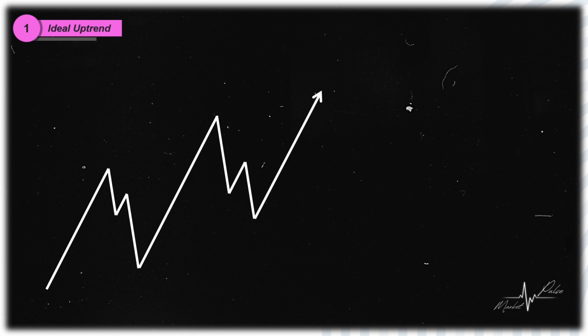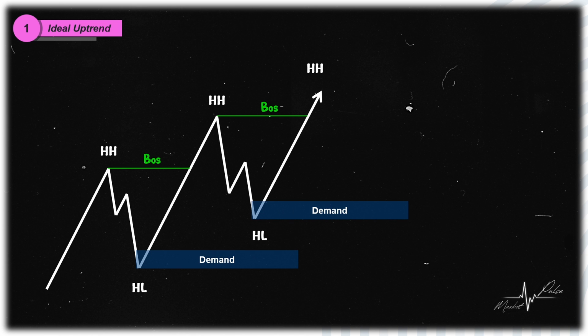In market structure analysis, when the market is in an ideal uptrend and the price continues to push higher, it respects demand areas and breaks structures to the upside. In other words, in classical terms, it creates higher highs and higher lows. Each time a structural level is broken, a new demand zone is automatically created.